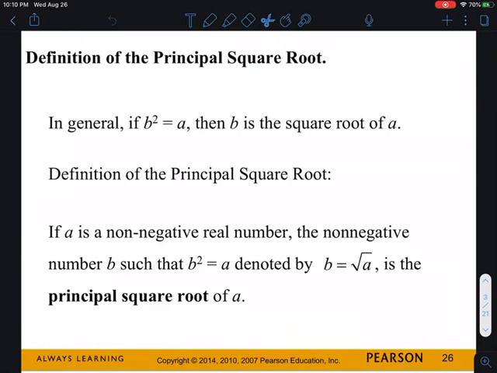So in terms of the principal square root, it says in general, if b squared is equal to a, then b is the square root of a. That's the definition of the principal square root. If a is a non-negative real number, the non-negative number b, such that b to the second is equal to a, denoted by b is equal to the square root of a, is the principal square root of a. When you're taking a square root, you are looking for the square root of a positive value. We're not getting into those imaginary numbers quite yet.